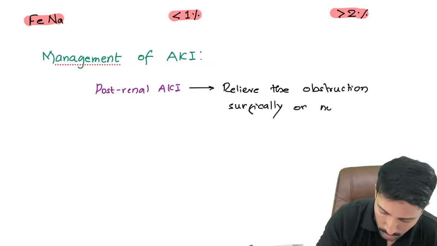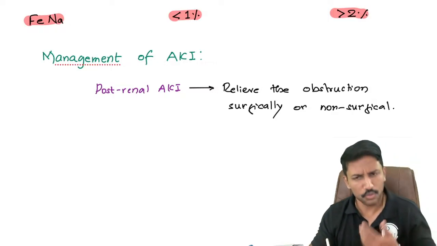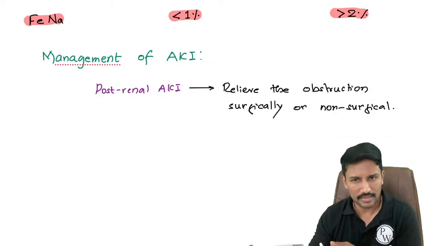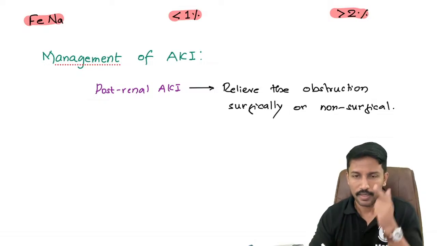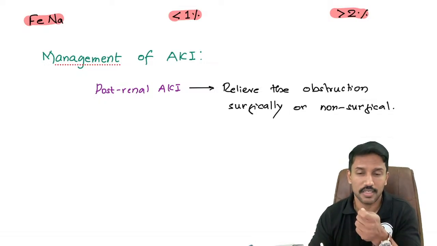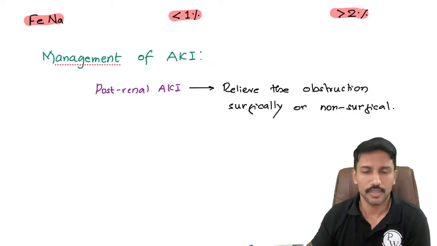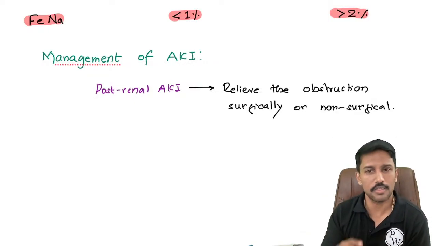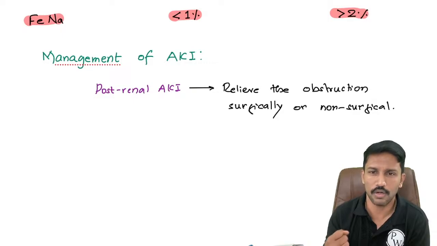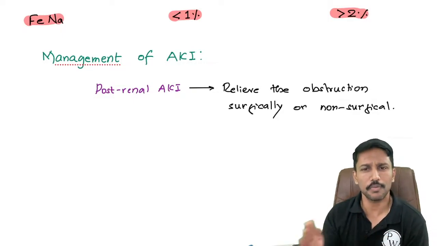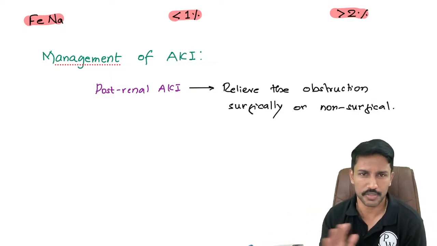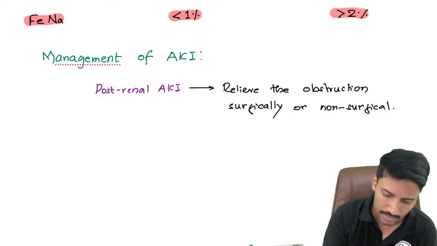Surgically or non-surgically means if there is a renal calculus, I can do lithotripsy, I can put in a basket. If there is pyelonephritis, I can do a DJ stenting. If there is a bladder cancer, maybe we can think of diversion surgeries or tumor removal or even bladder removal, whatever is possible for relieving the obstruction. That is how I manage a post-renal AKI, right?